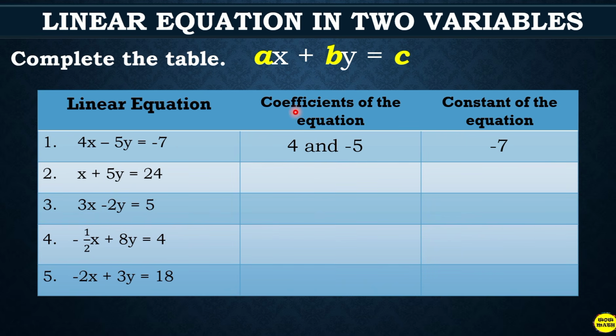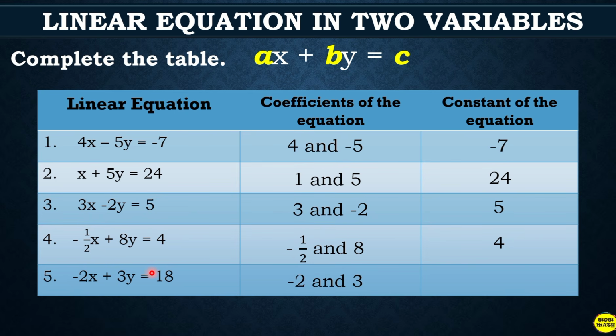Okay, so what are the coefficients? This is 1 and positive 5. What is our constant? That is 24. Next, so what are the coefficients? 3 and negative 2. What is the constant? Positive 5. Next, what are the coefficients? Yes, it's negative half and positive 8. And then the constant is positive 4. Next, negative 2 and positive 3. And then the constant is positive 18.